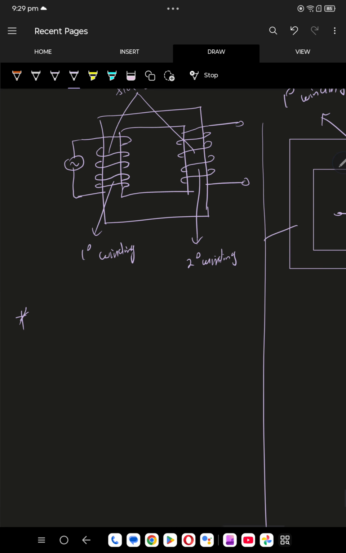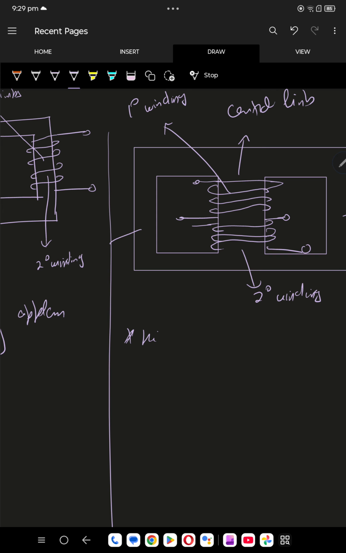Now next, this is used mainly for low voltage applications, which is less than 1000 volts, and this is used mainly for high voltage applications, which is mainly greater than 1000 volts.